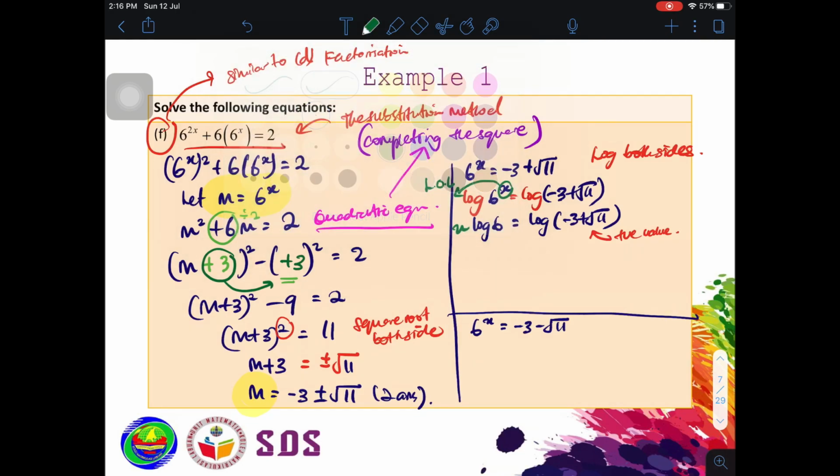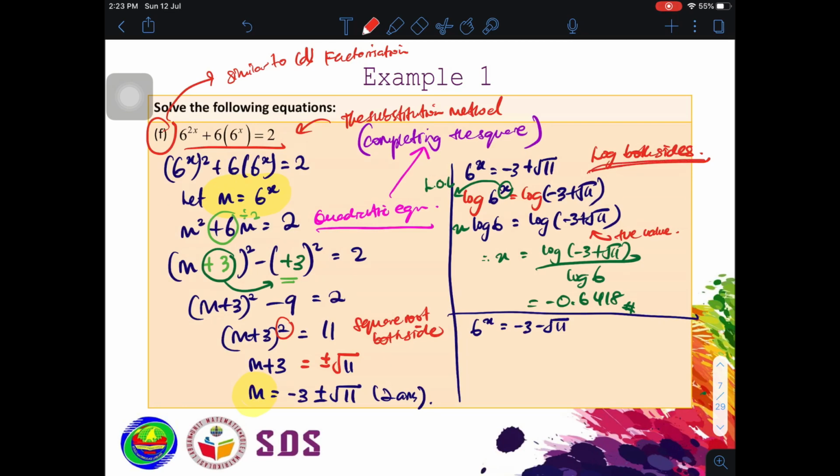Therefore your x is equal to log of negative 3 plus surd 11 over log 6, and your answer is negative 0.6418. For the next equation, you are using the same technique, which is log both sides.